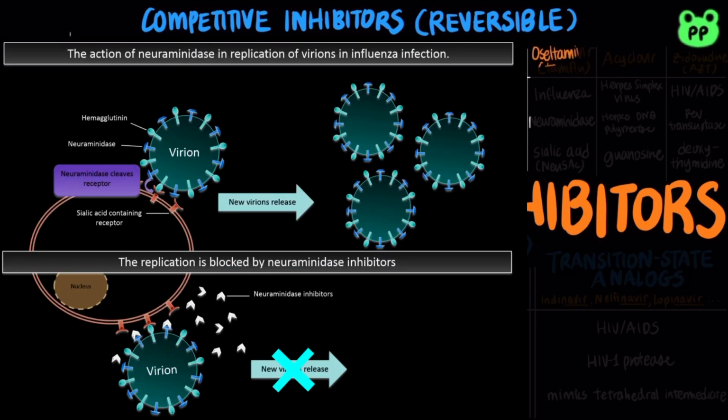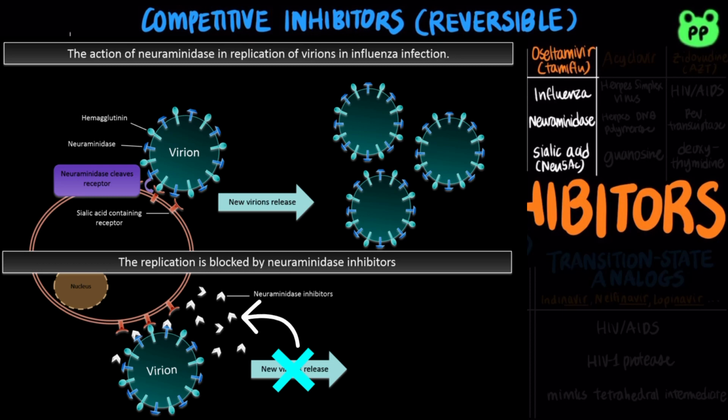Oseltamivir, sold under the brand name Tamiflu, is a competitive inhibitor of neuraminidase that treats influenza by preventing the cleavage of sialic acid, also known as N-acetylneuraminic acid, which is found on glycoproteins on the surface of human cells that help new virions exit the cell. Therefore, oseltamivir essentially prevents new viral particles from being released.